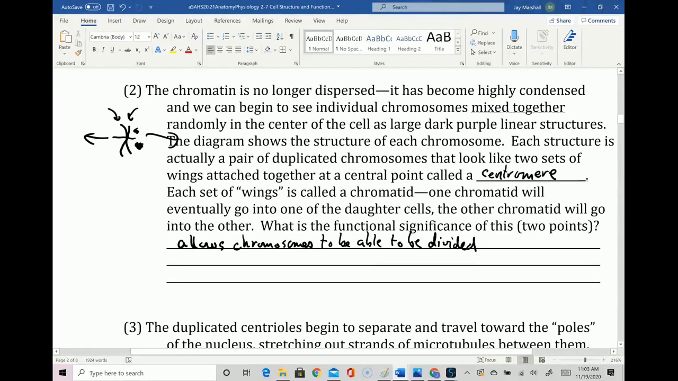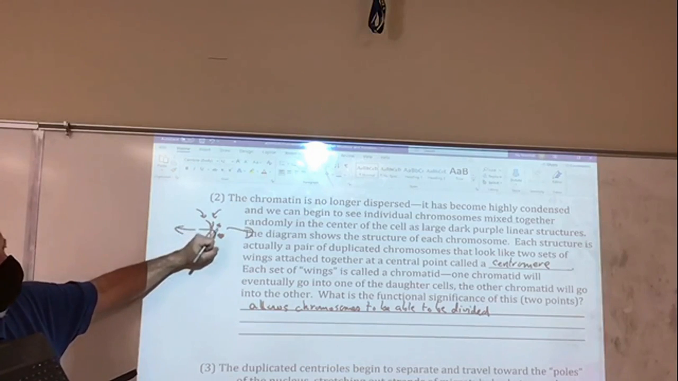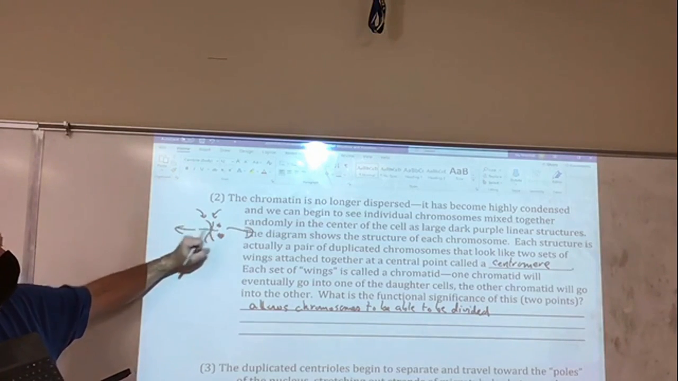The other functional significance of this, if I've got my chromosomes in this condensed state, can I make proteins? No. I can no longer make proteins. My cell is actually at risk at this point because I can't read my DNA, right? I can't read the code. I can't get a molecule to come in here and say, okay, I need to create this particular protein.